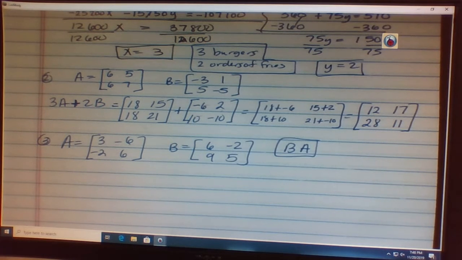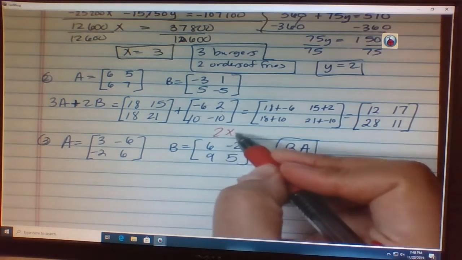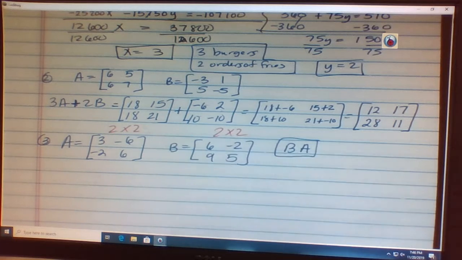Is it different numbers? I mean, your answer is going to be different. If you do AB or BA, they're going to be different. The thing is, can you do it? Yeah. Of course. Both are 2 by 2. Okay, very good. This is a 2 by 2, and this is a 2 by 2, so my two middle numbers are still 2.